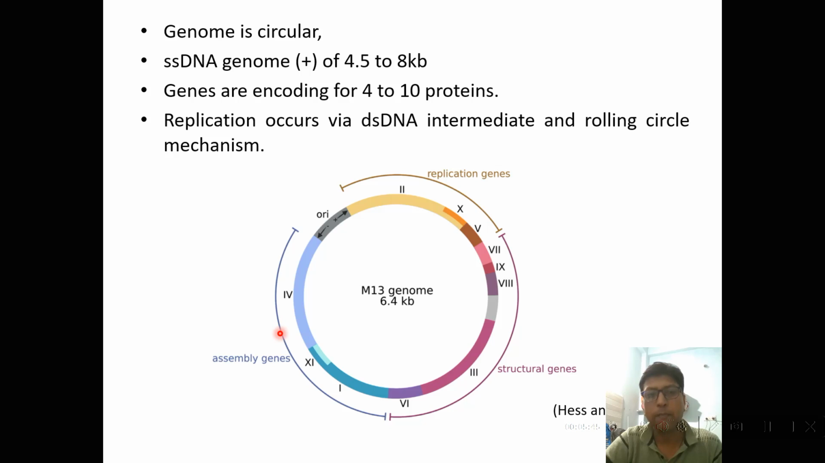The replication of these phages takes place by a rolling circle mechanism, and the gene can be inserted up to double the natural genome. It means we can insert about 12 kilobase pairs of our gene of interest into the circular genome.